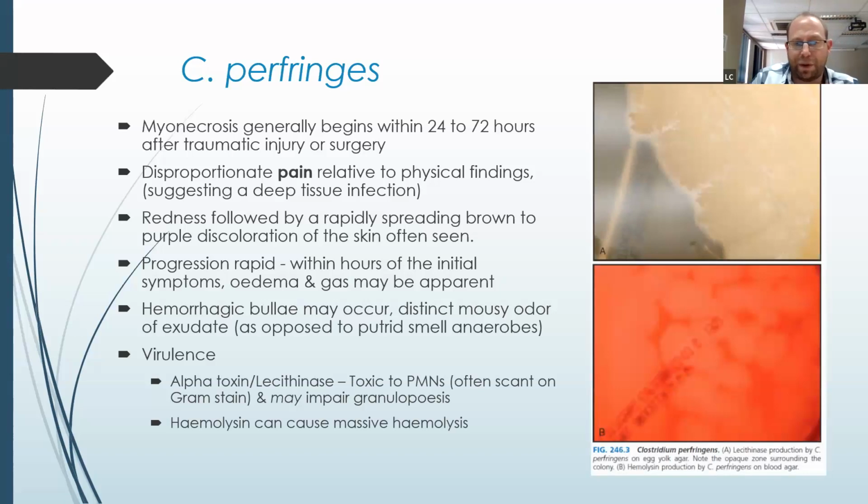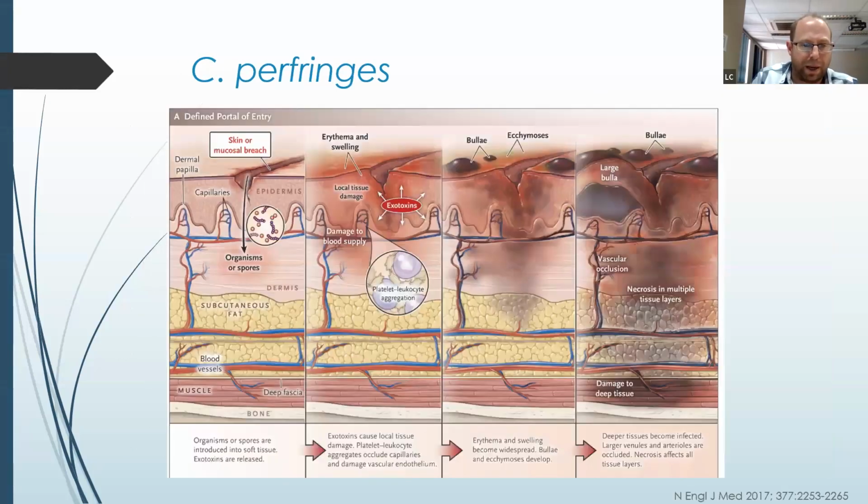And one can identify these virulence factors, the lecithinase production on egg yolk agar. You see the opaque area surrounding the colony, and then the hemolysin production by Clostridium perfringens on the blood agar, and it often has dual alpha and beta hemolysis, a double zone. Fever may well be absent, and as mentioned, you don't necessarily generate the polymorph response that one would expect.